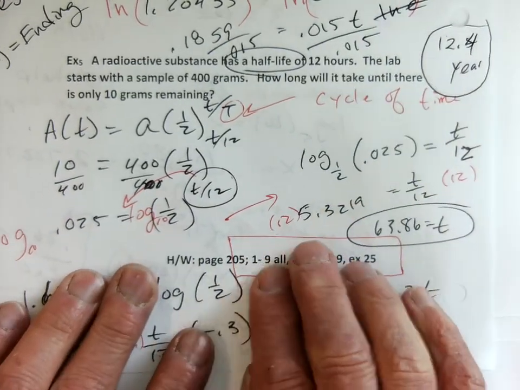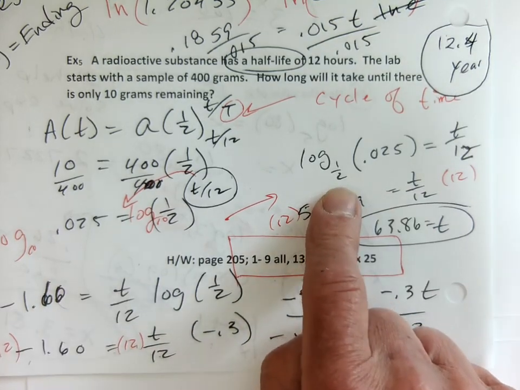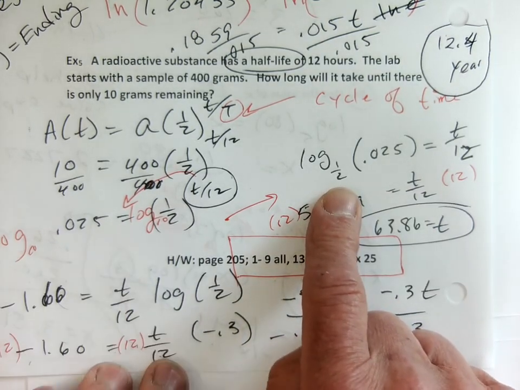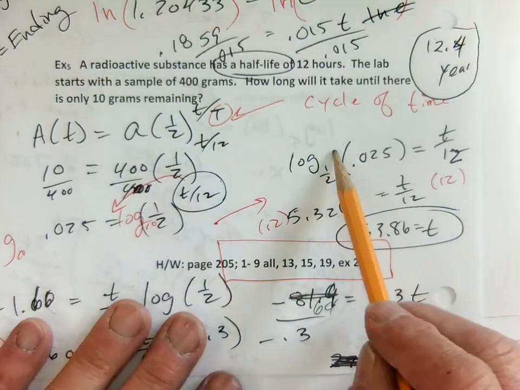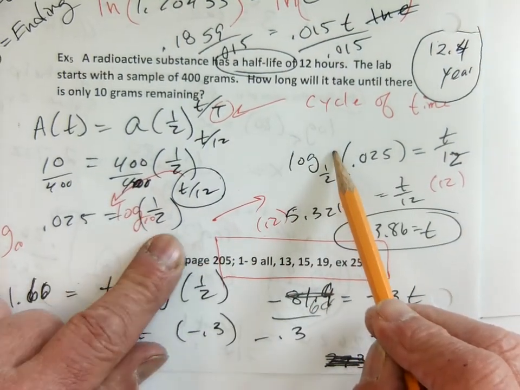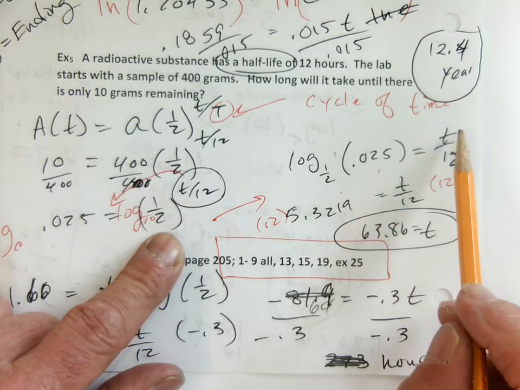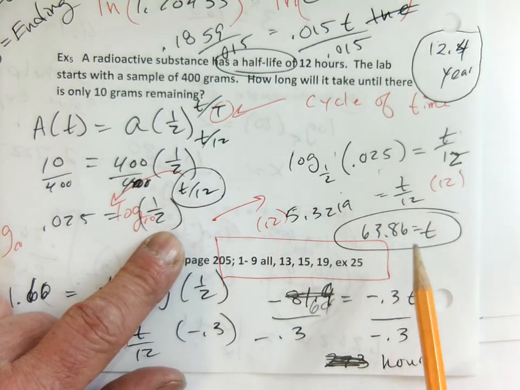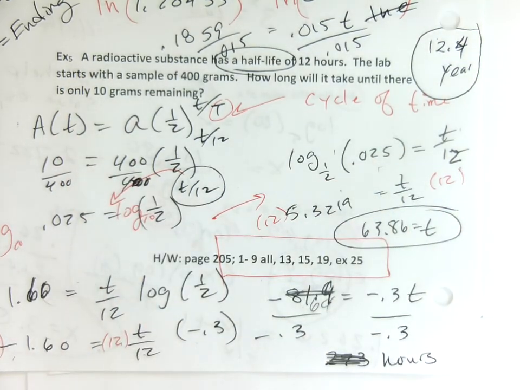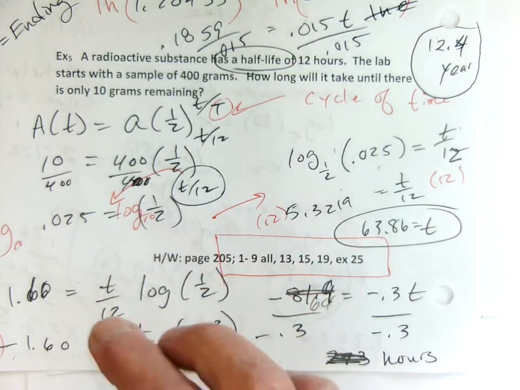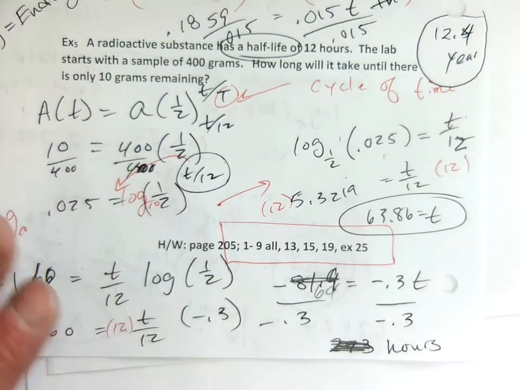Or I could change it to log base 1/2, which I thought was easier. I did it this way, and then the other way I did it was, wait a minute, isn't this easier? Just take the log base 1/2 of 0.025 equals t over 12. And I multiplied by 12, and I got about 63.85 hours. There's two ways to do it. You can see both ways. I like to change it to log base 1/2. You could do it this way, divide, multiply, and you get it.